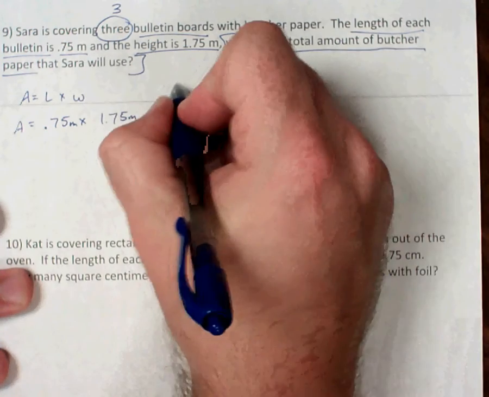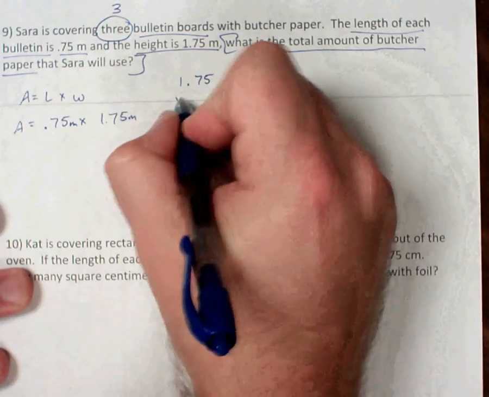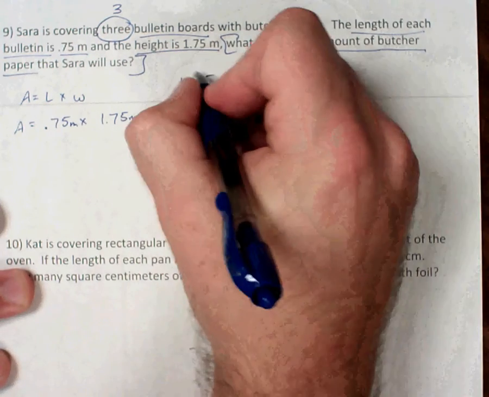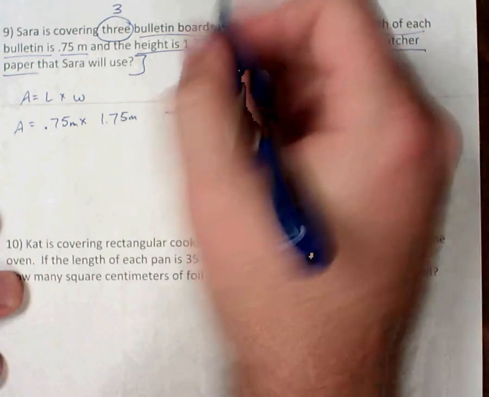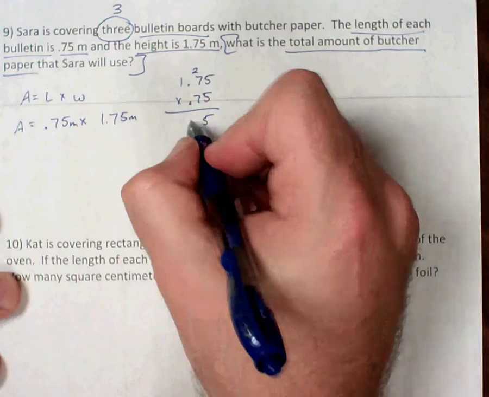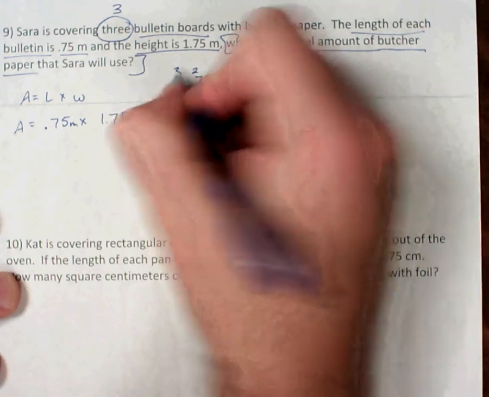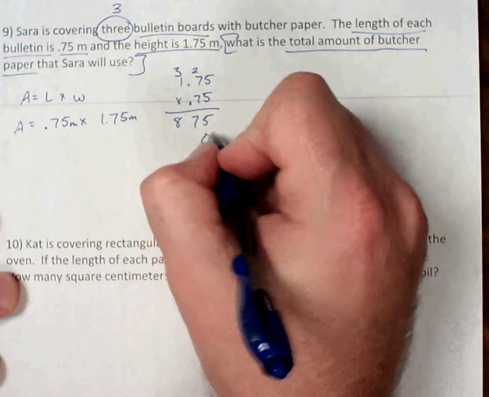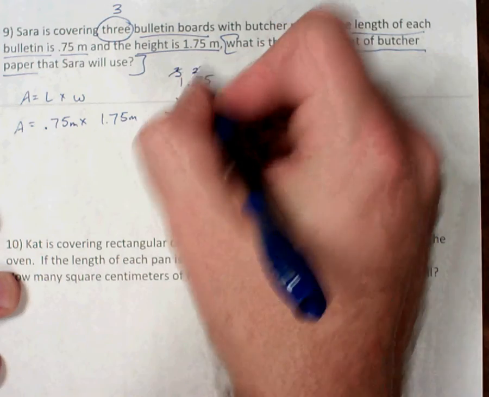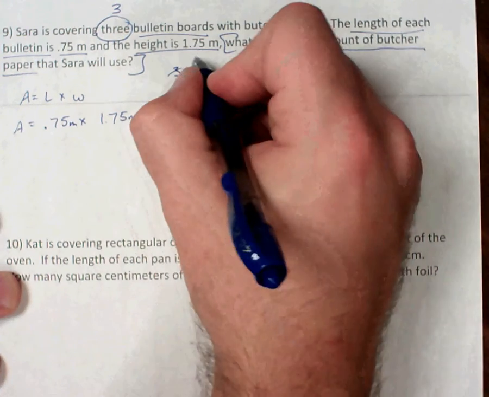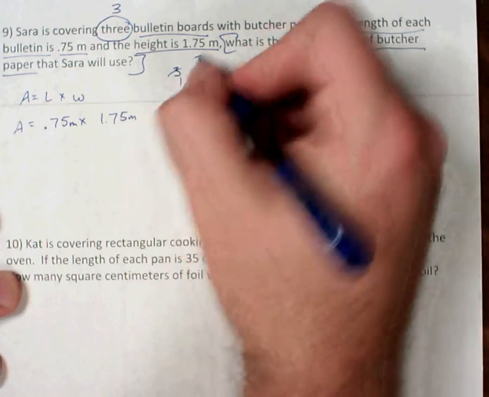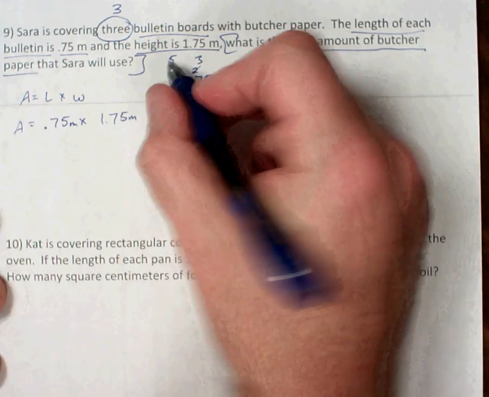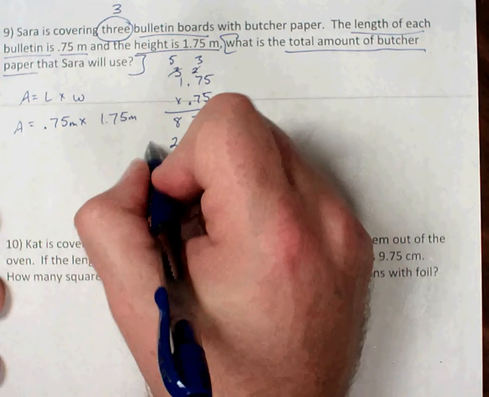All right, so let's do that off to the side here. 5 times 5 is 25. You see me slowing down. 5 times 5 is 25. Carry the 2. 5 times 7 is 35. Plus 2 is 37. Carry the 3. 5 times 1 is 5. Plus 3 is 8. Placeholder. 7 times 5 is 35. Carry the 3. 7 times 7 is 49. Plus 3 is 52. 7 times 1 is 7. Plus 5 is 12.